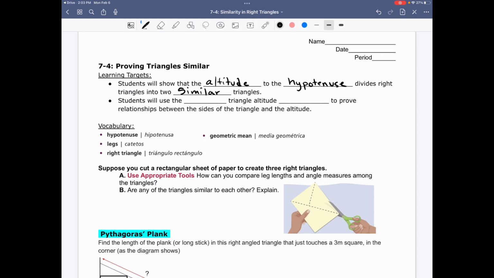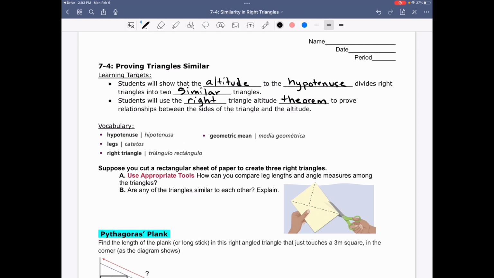Students will use the right triangle altitude theorem to prove relationships between the sides of the triangle and the altitude.